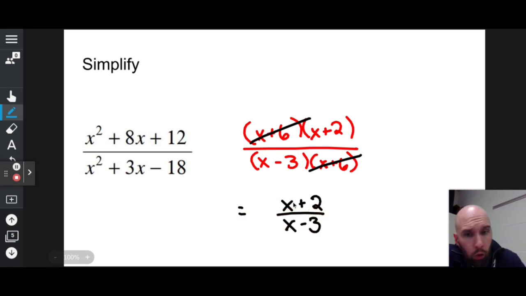Now, before you cross those x's out, you can't, because you're adding and subtracting in the numerator and the denominator. You can't. Just can't do it.